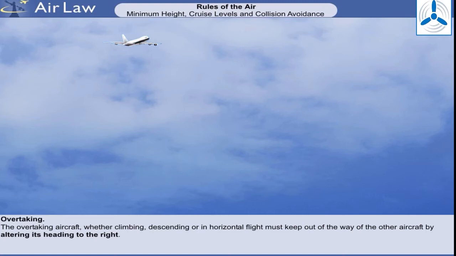The overtaking aircraft must stay out of the way of the aircraft being overtaken until well clear. Furthermore, the pilot of the overtaking aircraft should take into account the wake turbulence which might possibly affect his own aircraft or the aircraft being overtaken during the overtaking maneuver.